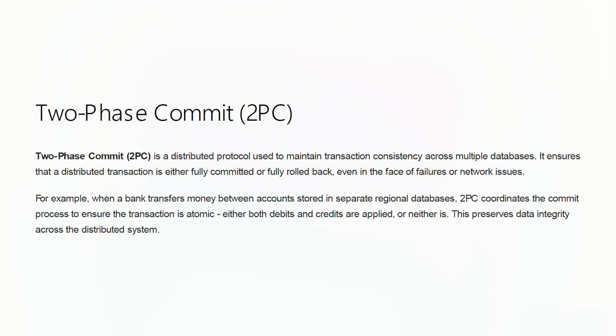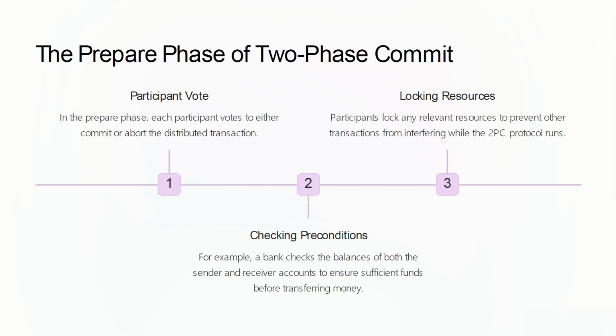Two-phase commit solves this problem by using a two-step process that involves a coordinator and multiple participants, which are the nodes involved in the transaction. The coordinator oversees the transaction and ensures that all participants are either ready to commit or prepared to roll back if necessary. The main purpose of the 2PC protocol is to ensure atomicity, meaning the transaction is all or nothing, and consistency across all nodes.